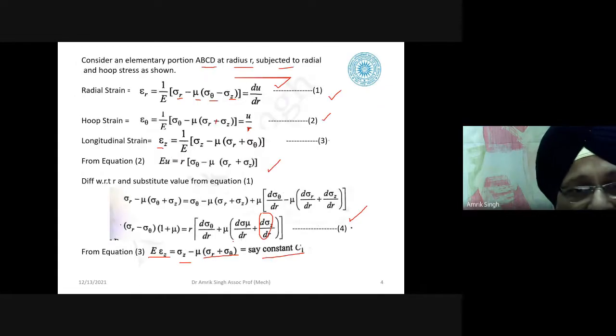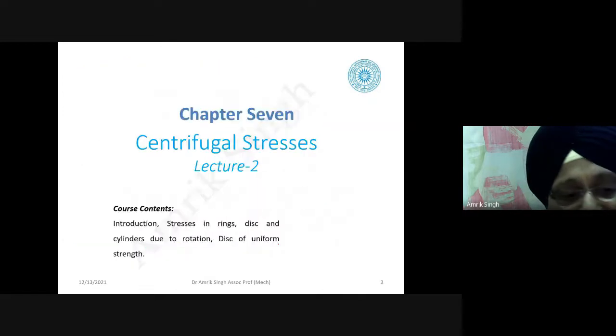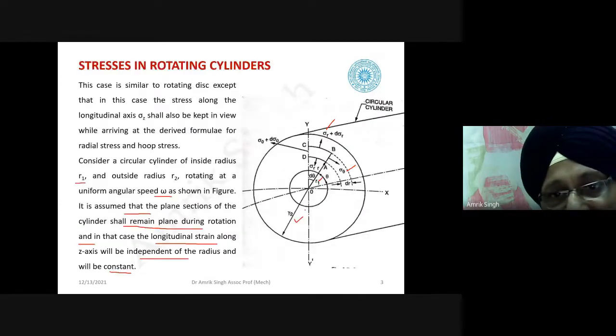Now considering the equilibrium of this elementary portion ABCD between the angular portion theta and theta plus delta theta. So here, this is theta, and this is delta theta. So theta plus delta theta, if you consider the equilibrium, sigma r minus sigma theta is given by this equation.